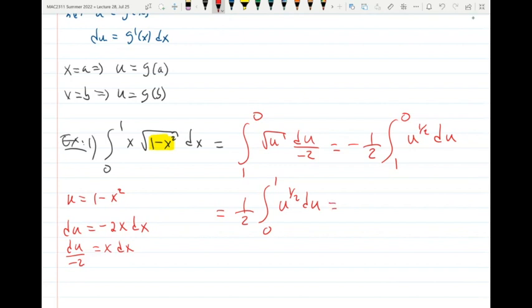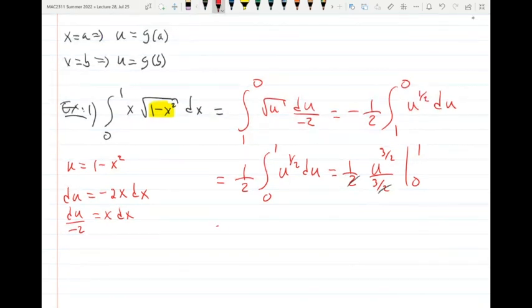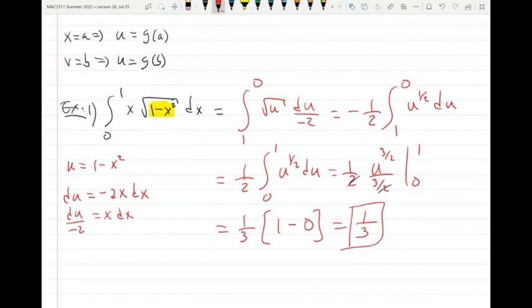And now we integrate. So that's u to the 3/2 over 3/2 from 0 to 1. So it's going to be 1 over 3 times, now when you plug in 1, you get 1, and you plug in 0, you get 0. So the answer is 1/3.